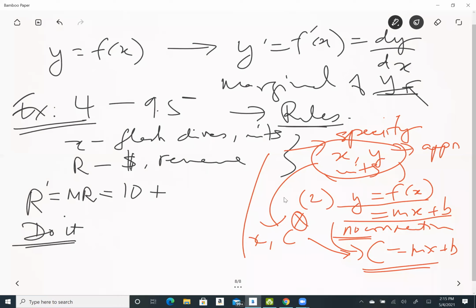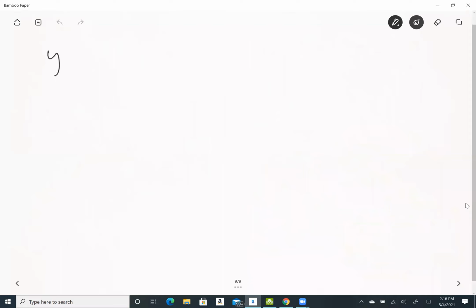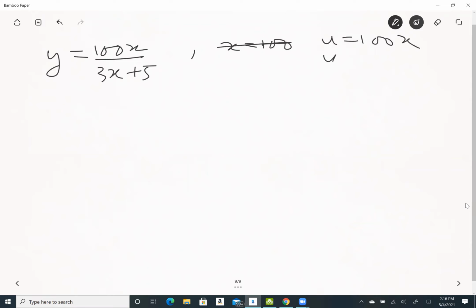Okay, now, go back to this example. What is the derivative? We just let some function, say y, be equal to the second term. So let's say y equals 100x over 3x plus 5. We apply the quotient rule. You let u be equal to 100x, and then u prime equals 100. Then you let v be equal to 3x plus 5, then v prime is 3.